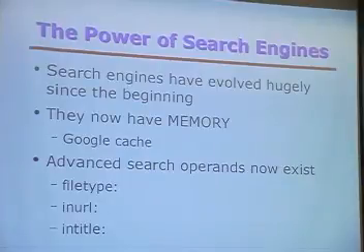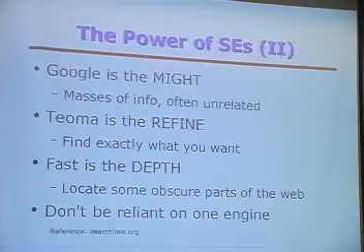So the power of search engines has now evolved greatly past what it used to be. As I mentioned, they now have memory, and the most important thing, especially for Google hacking, is the advanced operands. So these are the characters or strings that you put before or after your queries to narrow them down. We'll cover these more later in detail.